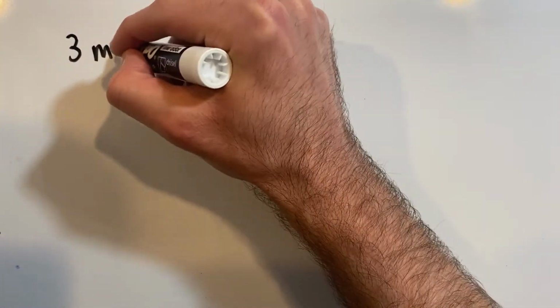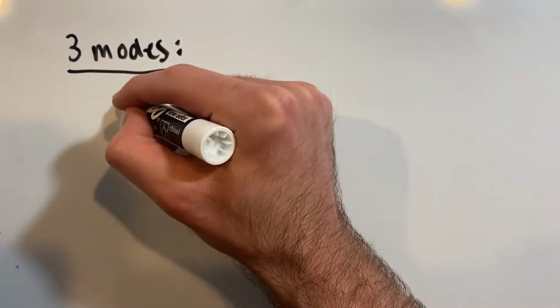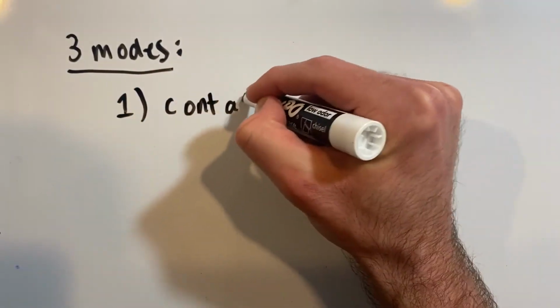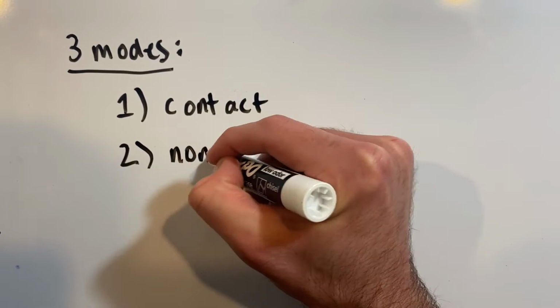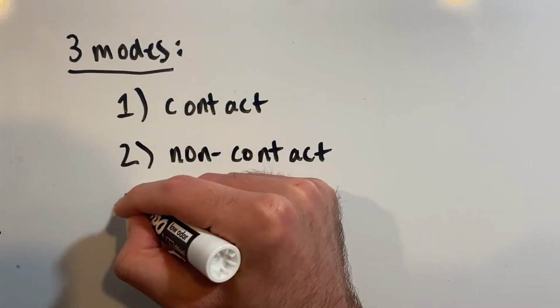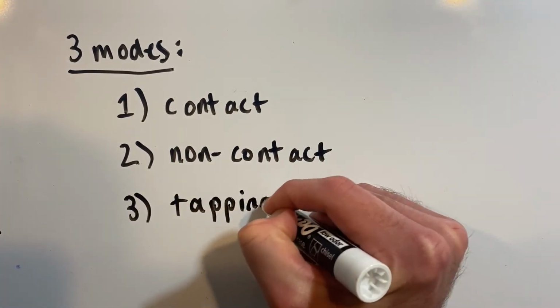Typically, an AFM is operated in one of three modes that is determined by how the tip interacts with the surface. The first is contact, the second is non-contact, and the third is tapping.